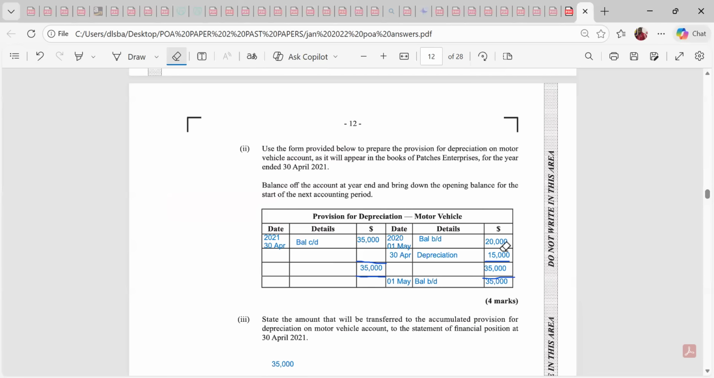Then I would balance it. Look for the smaller side, which would have been the debit side. Balance carried down will be 35,000, 20,000 plus 15. I put my totals. Then the balance brought down is on the opposite side of the balance carried down. 4 marks.